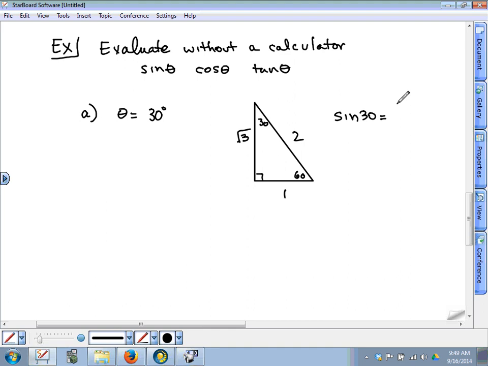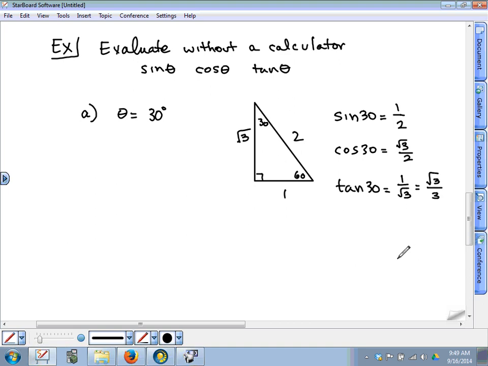Sine 30 is? Come on now. 1 over 2. Cosine of 30? Square root of 3 over 2. Tangent? Square root of 3 over 3, which is going to be 1 over the square root of 3, which is square root of 3 over 3.